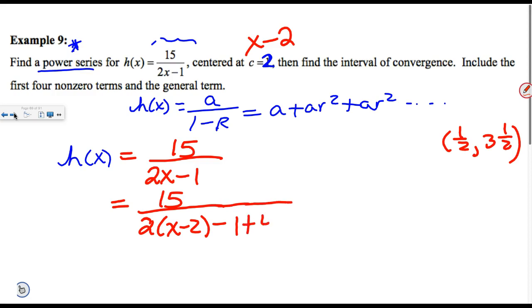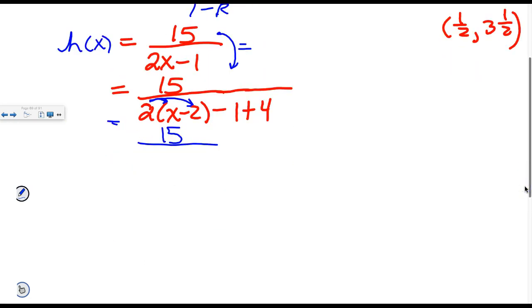Now watch. Take a look at my denominator. I'll do it in blue. I have 2x minus 4, right? Minus 1, which is negative 5, then plus 4. I still have kept this totally equal to that, right? So let's go rewrite it. This would be 15 over. I've got this stuff. What's that? 3. And I'll put it out front.